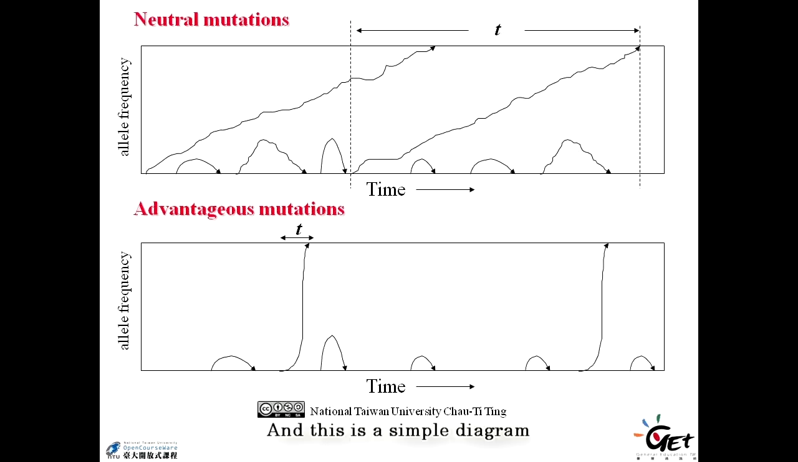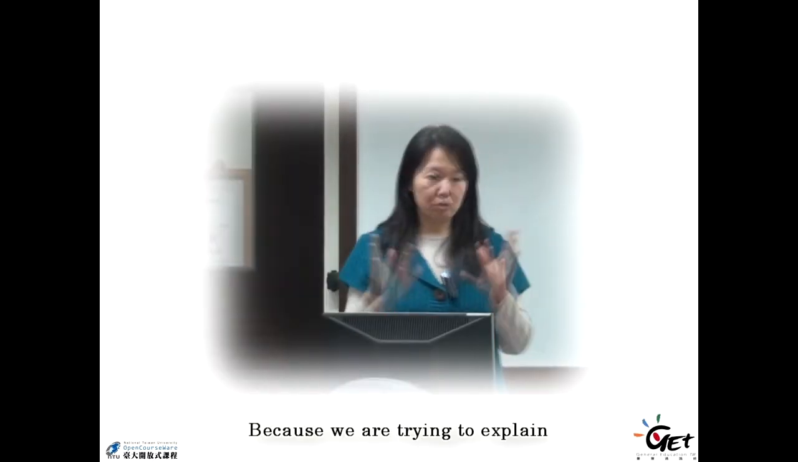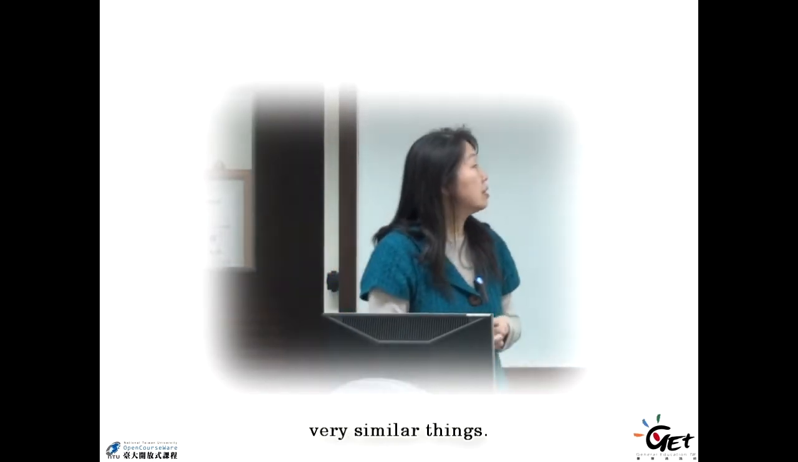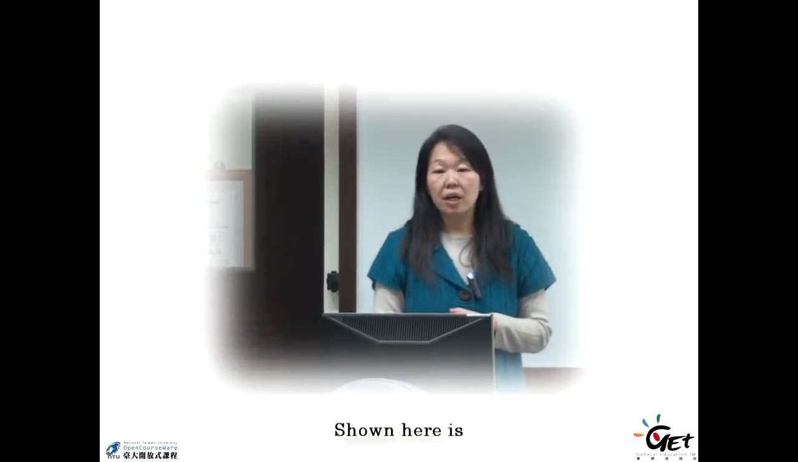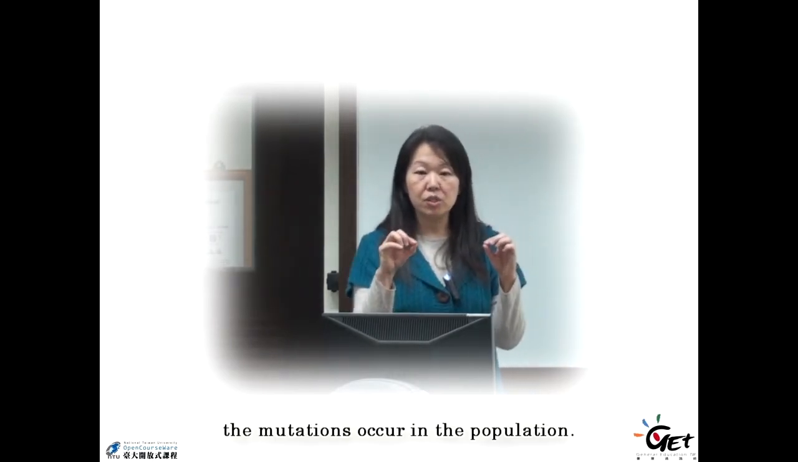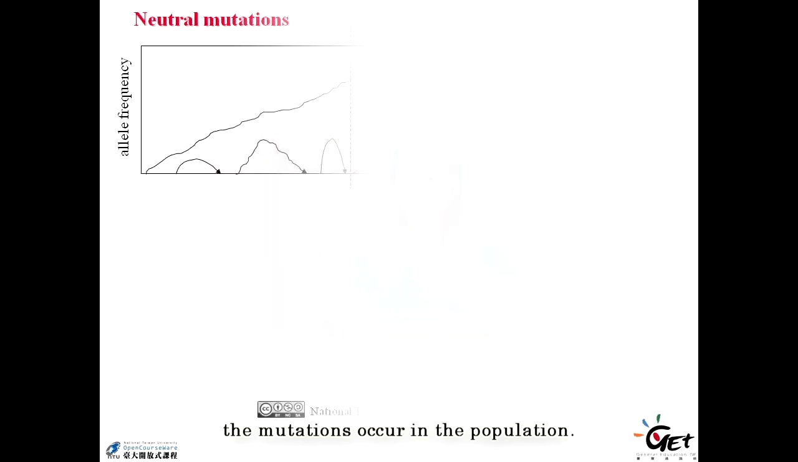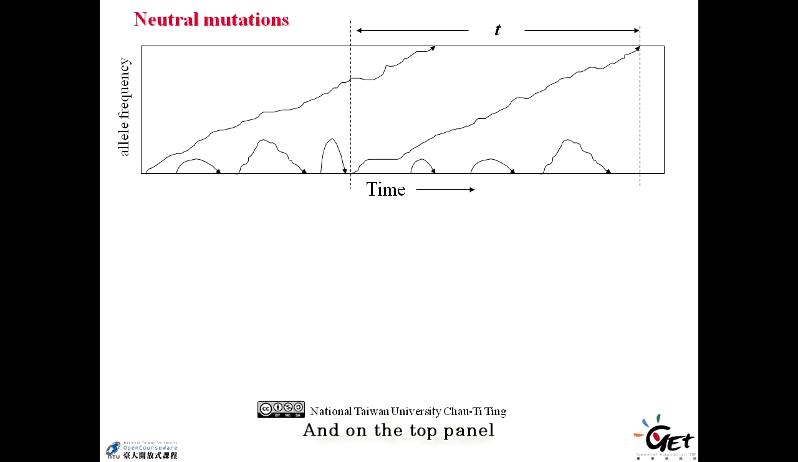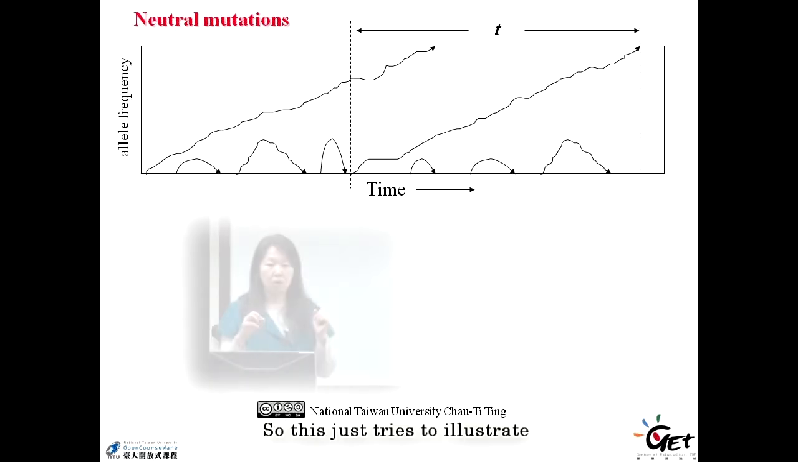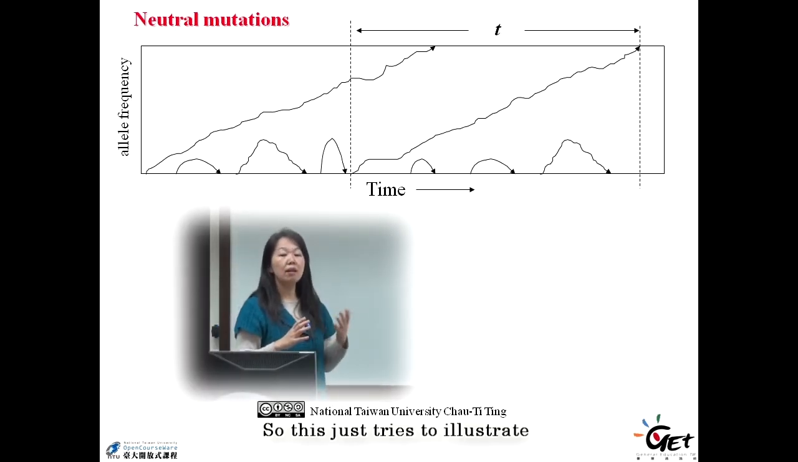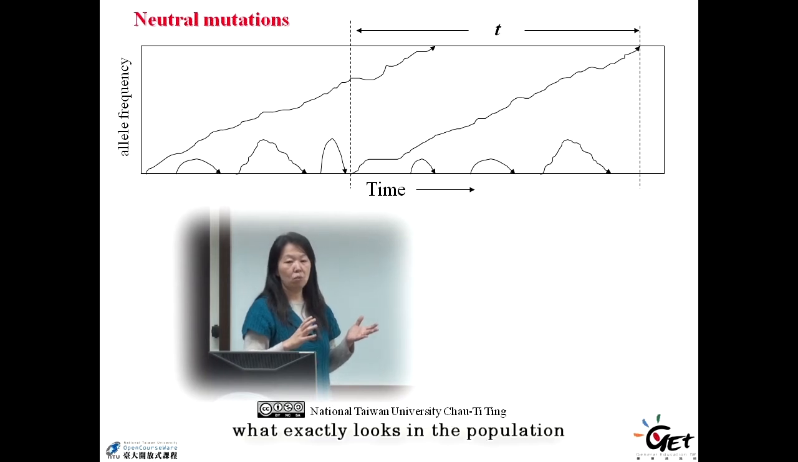This is a simple diagram I redrew from your textbook, and you can see this type of diagram in a lot of different textbooks or review papers, because we are trying to explain very similar things. It shows how mutations occur in the population, and the top panel shows the neutral mutations. This is just to illustrate what exactly it looks like in the population.